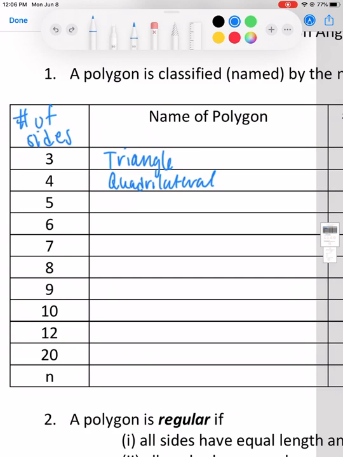But from now on, naming polygons, we use Greek prefixes because the Greeks were the culture that spent the most time on the geometry that we have adopted in our geometry in the United States. 5. Remember, Latin prefix for 5 is quint, like in quintuplets. But Greek prefix is penta, as in pentagon. 6. The Latin prefix is sexta, like sextuplets. But with Greek prefix, we use the word hexa. So 6 is a hexagon.